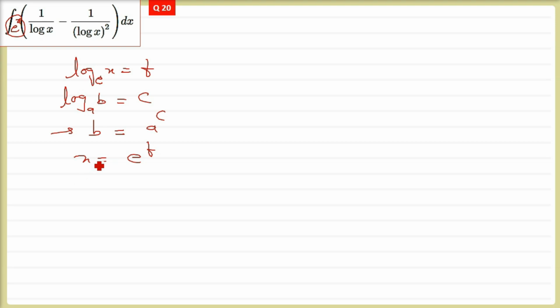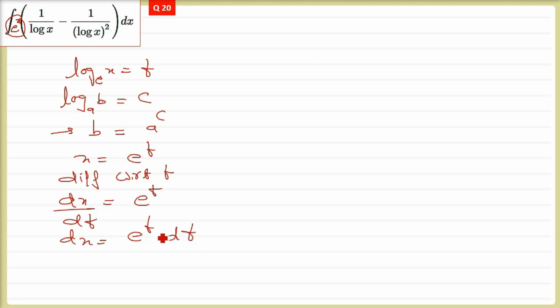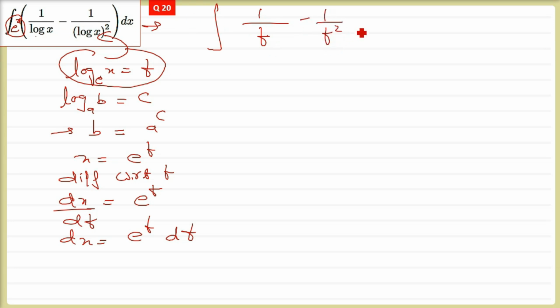When we take x equals e raised t, we need to differentiate it also. So dx by dt is equal to e raised t, since we are differentiating with respect to t. So dx will be equal to e raised t into dt. Now replacement will be done. Log x is t, so 1 by log x becomes 1 by t, and 1 by log x whole square becomes 1 by t square. This dx has to be replaced by e raised t dt, so I am writing e raised t here and dt at the end.